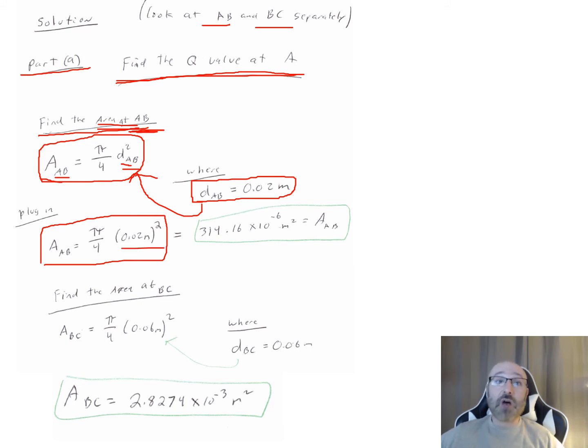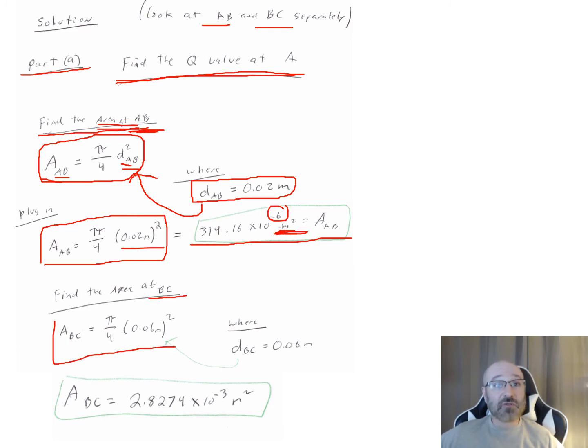Plug this in, solve it. What I end up with is my area of AB equal to 314.16 times 10 to the negative 6, so that I can keep my units in meters. This is meters squared right here. So now I want to do the same thing for the lower body of our system, which is member BC.